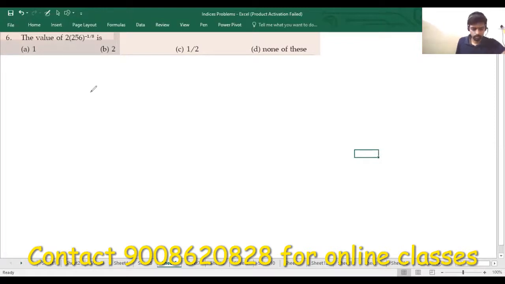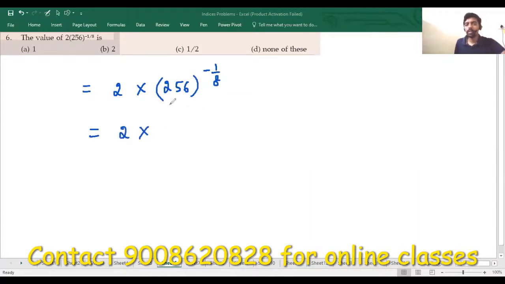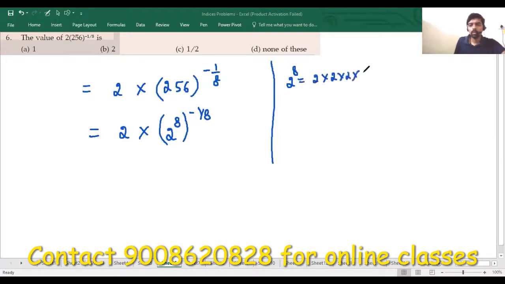Question number 6. 2 into 256 whole to the power minus 1 by 8. So guys, 256 can be written as 2 power 8 whole to the power minus 1 by 8. Cross check if you want. 2 to the power 8. What do you mean by 2 to the power 8? You should multiply 8 times. So 2 into 2 into 2 into 2 like that 8 times. If you multiply 8 times, you will get 256.